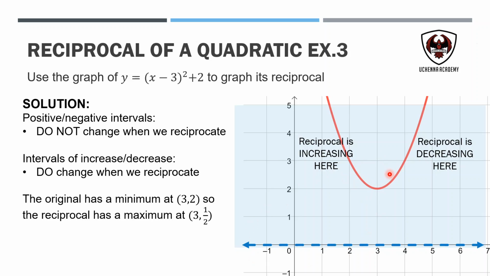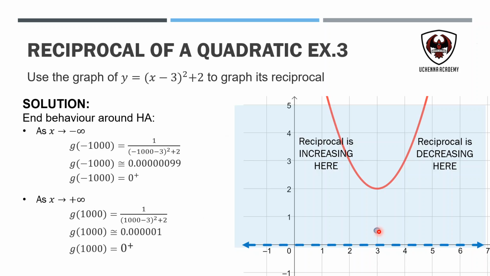Now, the good thing is that we know where the minimum is for the original function. It's at (3, 2). That tells us that the reciprocal function will have a maximum, and it's not going to be at (3, 2). The x value stays the same, 3. The y value gets reciprocated, because that's what we're doing here. We're reciprocating a function, so it'll be 1/2. So there's my maximum.